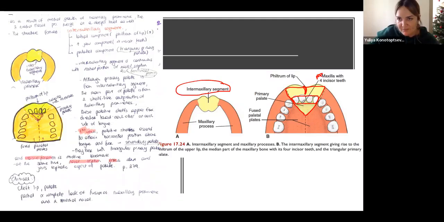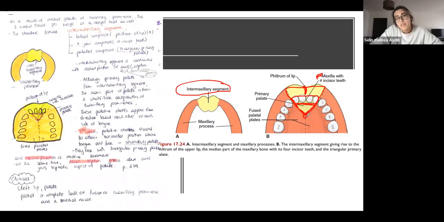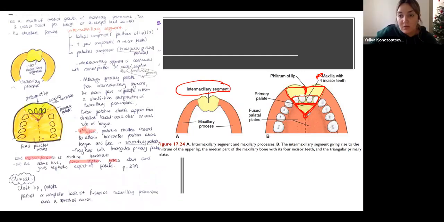Behind the premaxilla, we can see this triangular area. This is known as the primary palate, right? Behind your teeth. And could you tell me what is in the apex of the primary palate? What is going to be here? Foramen cecum. I think not. Incisive foramen, yes. Incisive foramen is the one that is going to be there. So remember that it's right there at the apex of the intermaxillary segment.